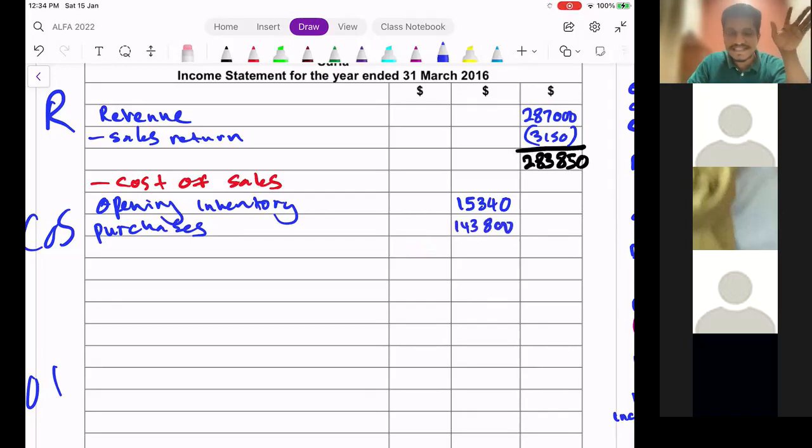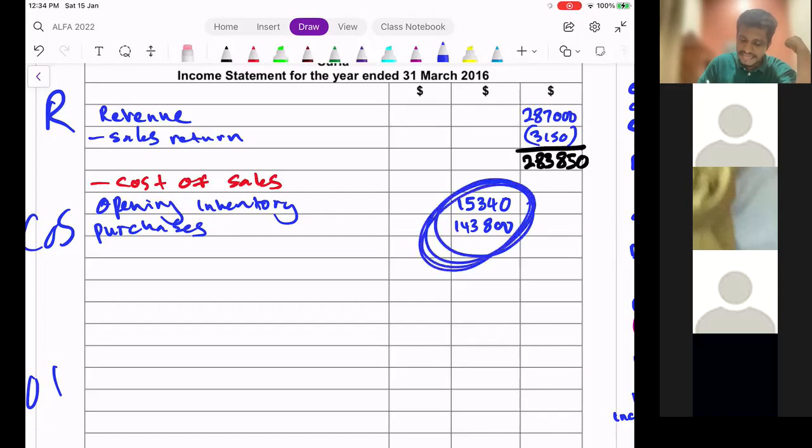No, this is not a service business. A service business doesn't have purchases. Here we have purchases. If they have purchases and an opening inventory, it's not a service business, it's a trading business.